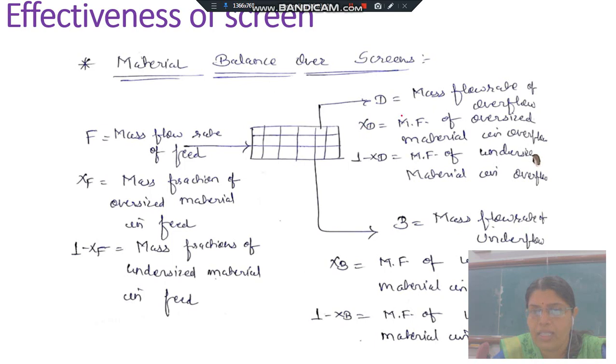Now we define XD, that is the mass fraction of oversized material in the overflow. So ideally the value of XD should be 1 if I am using the ideal screen, right? Because I am interested that almost all the oversized material should go into the overflow. So XD is the mass fraction of the oversized material in the overflow, and 1 minus XD is the mass fraction of undersized material in the overflow. In the same way, XB is the mass fraction of the oversized material in the underflow, and 1 minus XB is the mass fraction of the undersized material in the underflow.